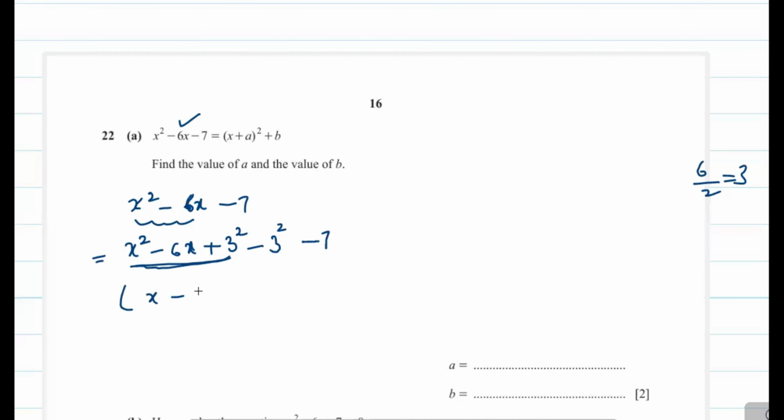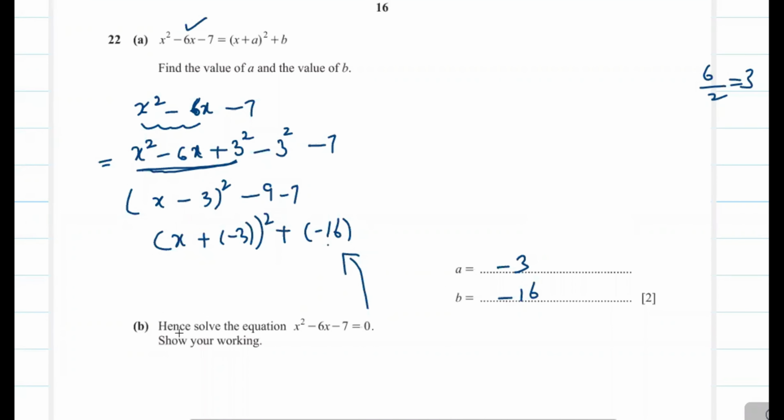Now you can write it (x minus 3) whole square. This is a square minus 2ab plus b square. Now you can write minus 3 square is minus 9 and minus 7. That value becomes (x plus minus 3) whole square minus 16. Now when you compare this, you see here a will be equal to minus 3 and this is the b value. Now you can write it minus 16. And this is the answer.